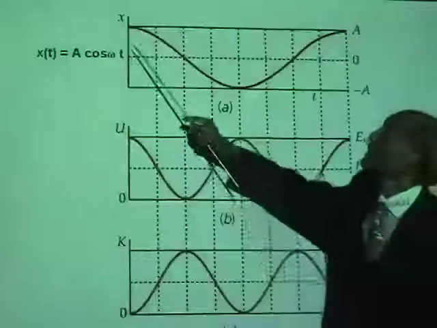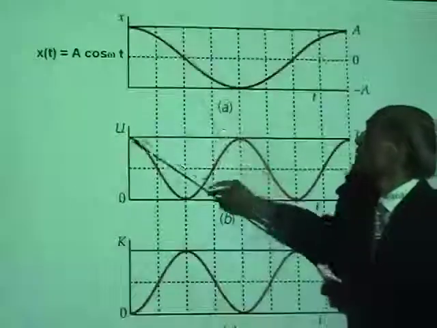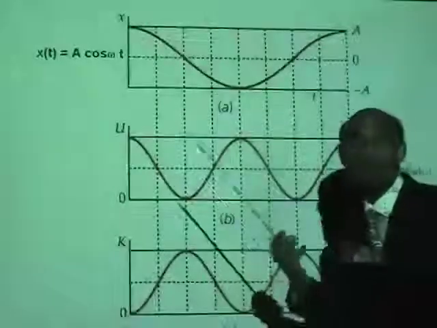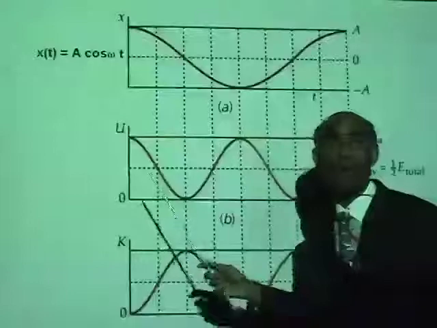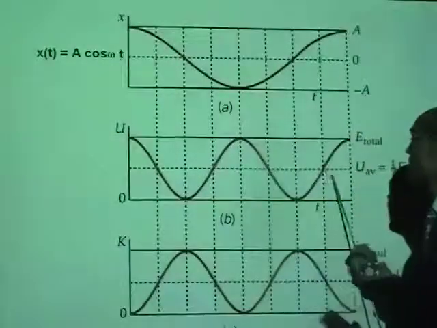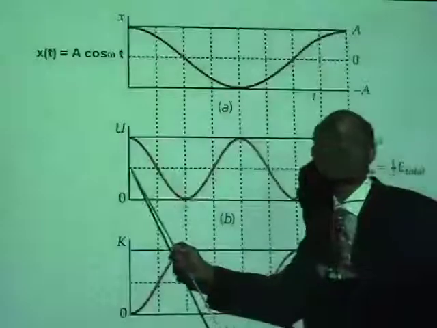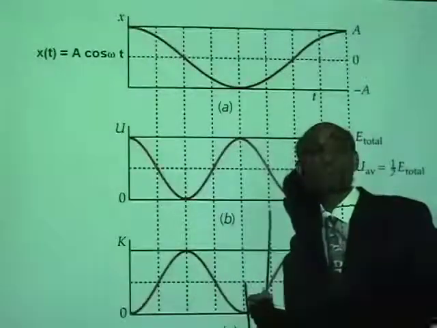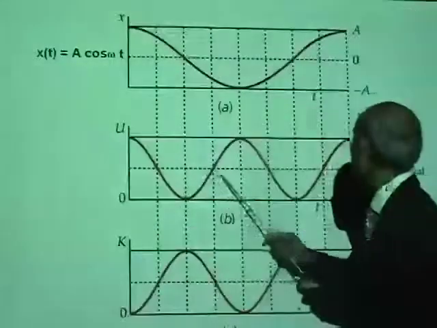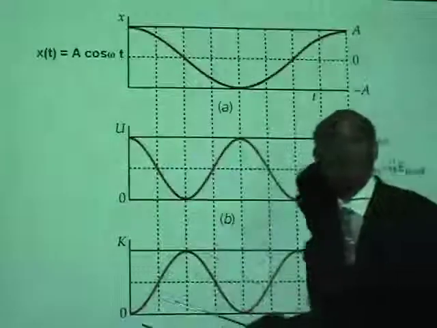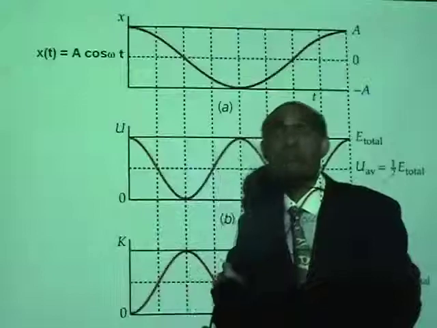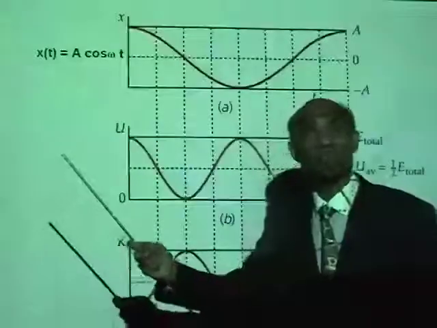Now, that means as x changes, potential energy changes, kinetic energy changes, but the total energy will always be the same. Look at this. This is a measure of the total energy, and that will always be the same. The energy keeps changing from potential to kinetic, but the total energy will always be the same. And what will be the measure of that total energy? It will be 1/2 k A squared.